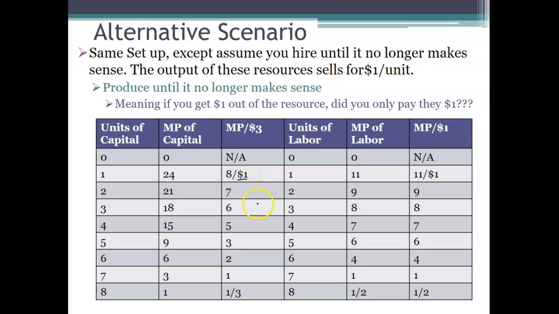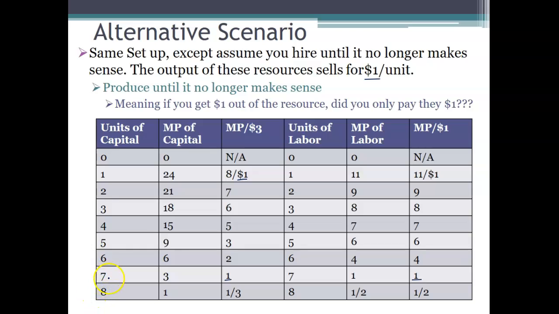So when does it no longer make sense to do that? When my $1, in this case, the $1 here is my marginal resource cost. It costs me $1 in order to hire them or have that machine work. Do they produce at least that $1? So if each unit sells for $1, where do I still make my $1? When they produce 1 unit per dollar.